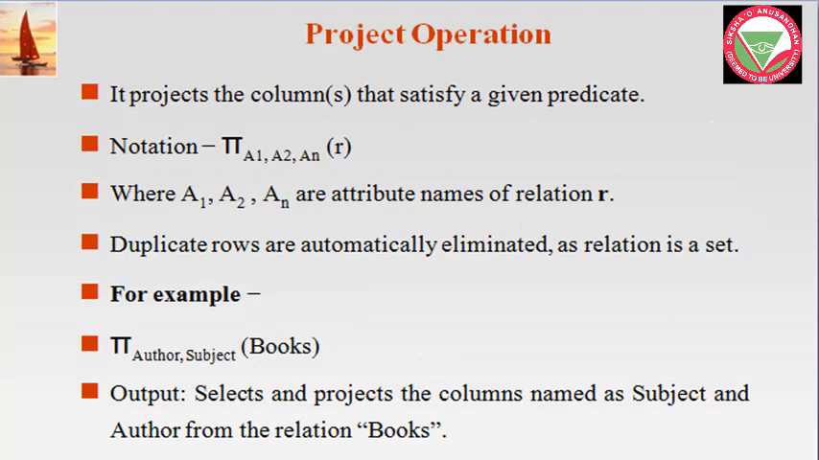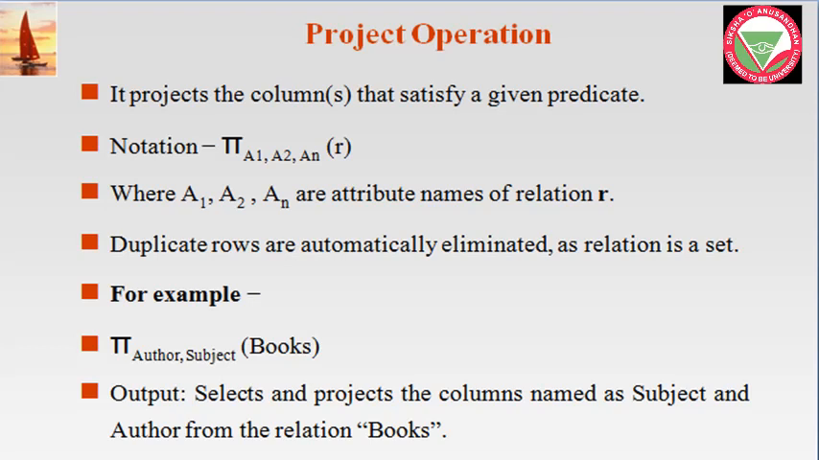The second operation is the project operation. In the project operation, it projects the columns that satisfy a given predicate. The notation is given by pi. In the subscript, we have A1, A2 up till AN, where A1, A2 up till AN are the columns or the attributes, and within brackets we have the R, which is the relation. Now duplicate rows are automatically eliminated as relation is a set.